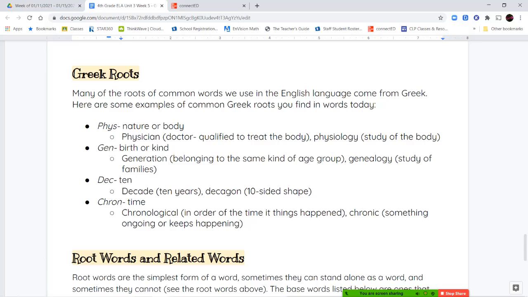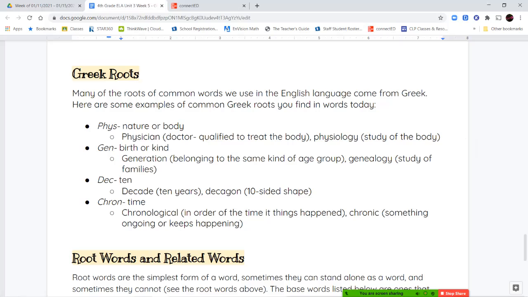So if we have the Greek root phys, P-H-Y-S, we know that phys relates to nature or the body. So a physician is a doctor who's qualified, right, to treat the body. Physiology is the study of the body. Physics is the study of how things move in nature, like gravity and things like that, how they affect each other, pushes and pulls.